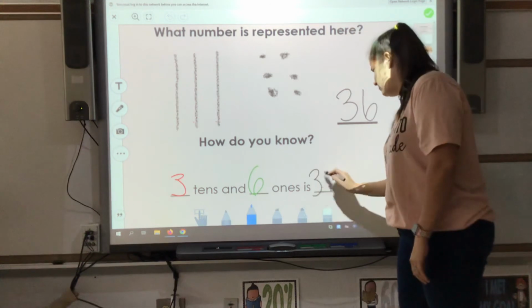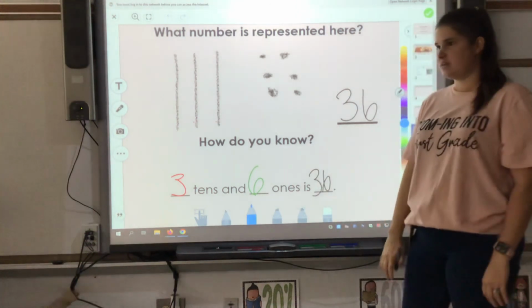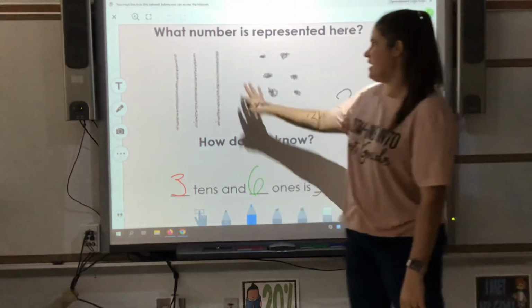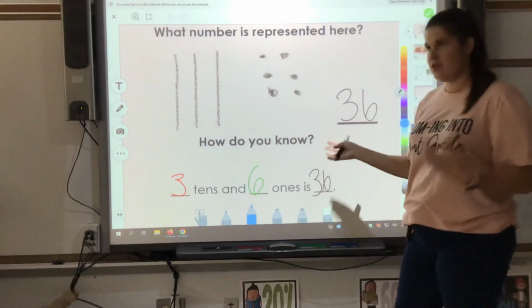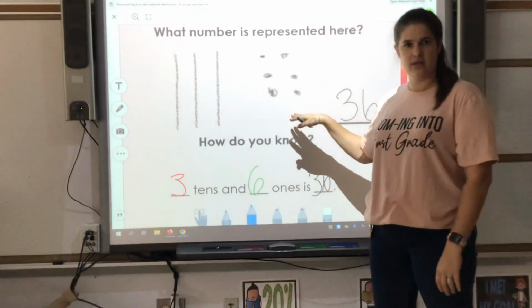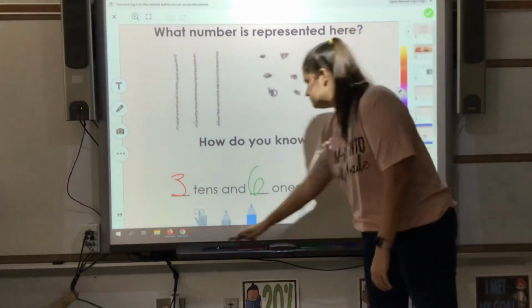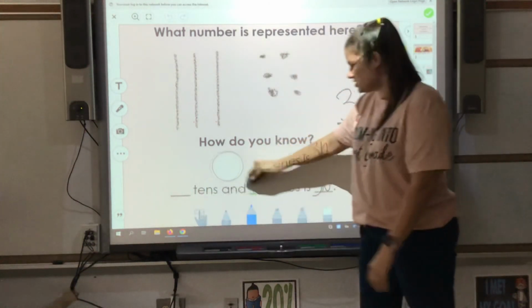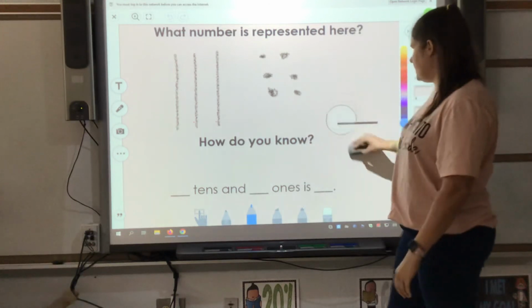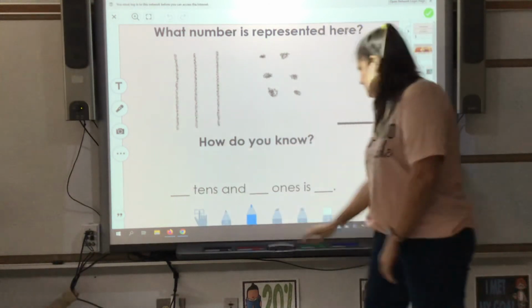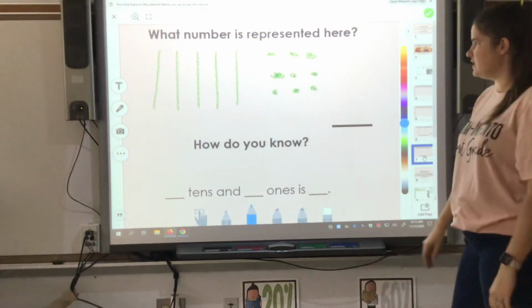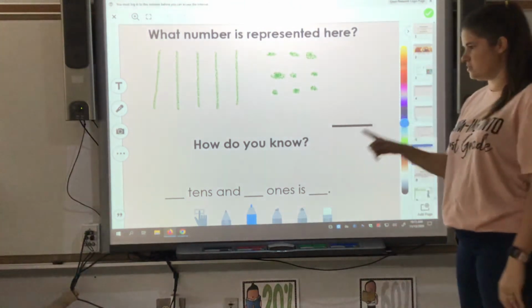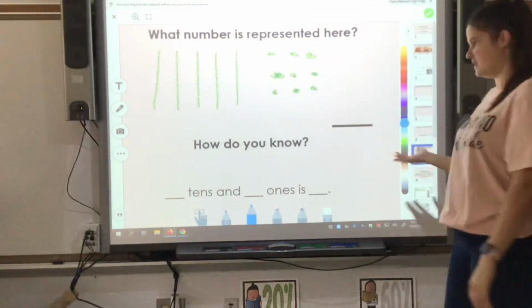So how do you know that that shows 36? Well, how did you count it? You counted it by tens, and then you counted by ones. Good job. There's a second example for you to work on at home. That shows another number. Count. What number is represented here? Count your tens and ones. Write it. How do you know that that is what you counted?